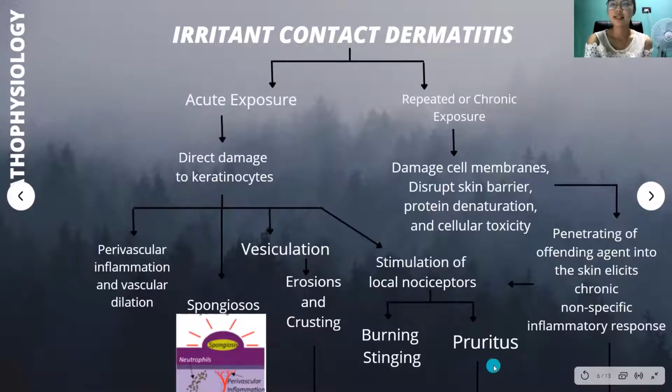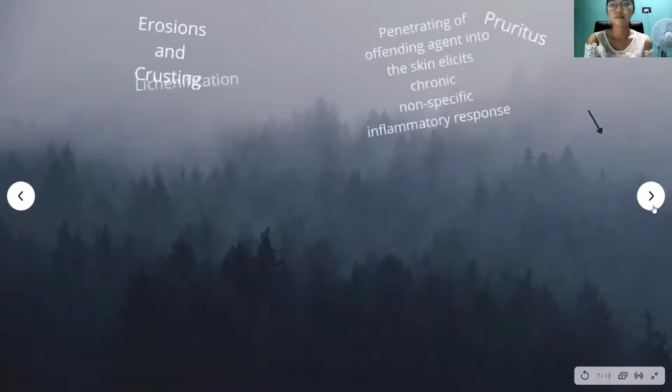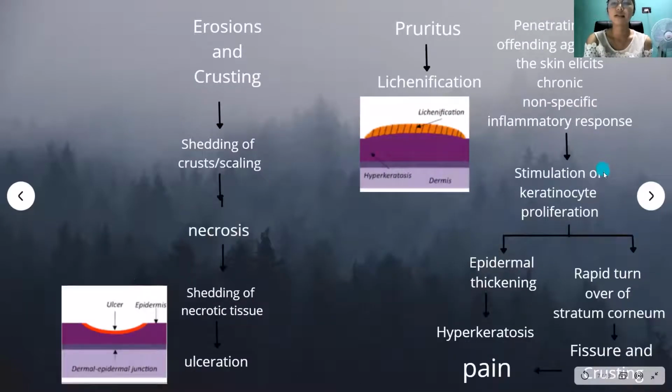And this pruritus can lead to lichenification. Lichenification is when the skin is thick and leathery. So for repeated or chronic exposure, there is damaged cell membranes, disrupted skin barrier, protein denaturation, and cellular toxicity. This could lead to the offending agent penetrating the skin that could elicit a chronic nonspecific inflammatory response that can stimulate keratinocyte proliferation.